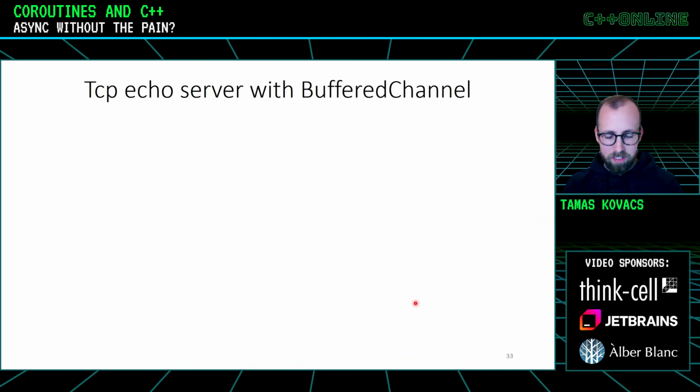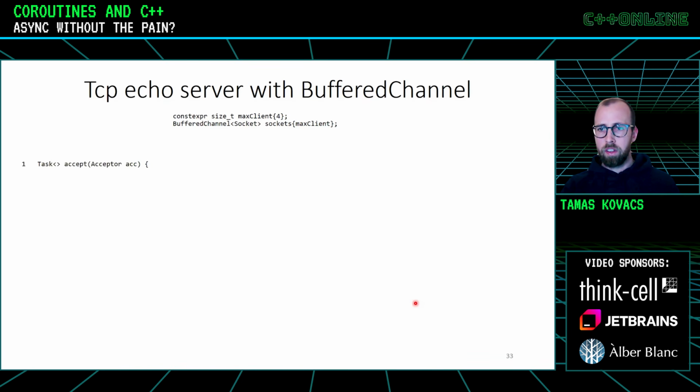So let me show you a simple hello world example in a concurrent world. This is going to be a TCP echo server with buffer channels. We start by creating a buffer channel for storing the accepted sockets. Next, max client is the limit of how many connections we buffer concurrently. And this is going to be our acceptor coroutine.